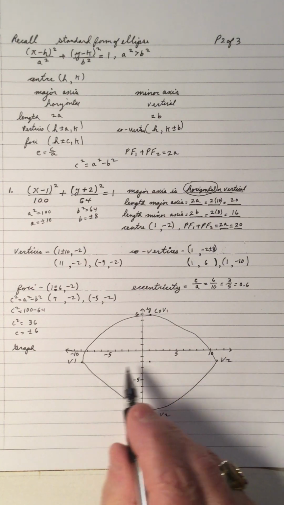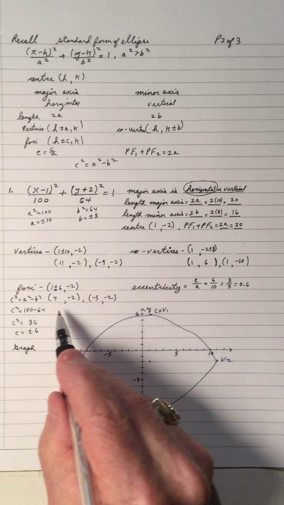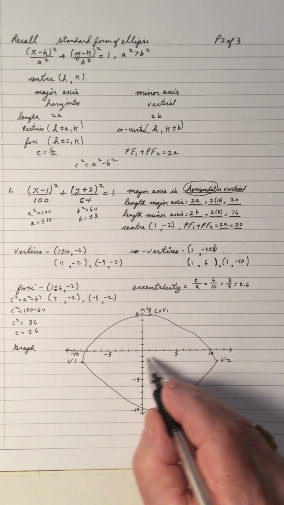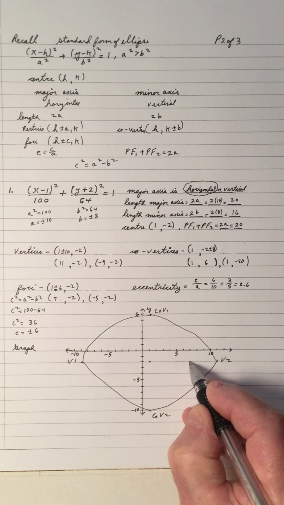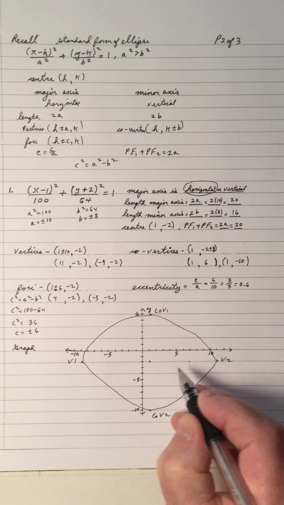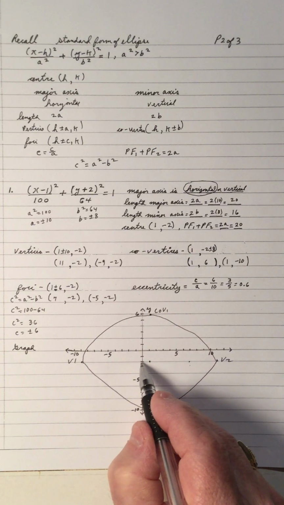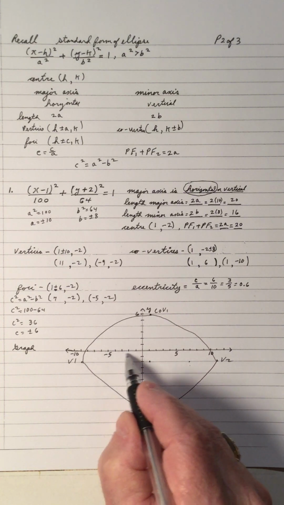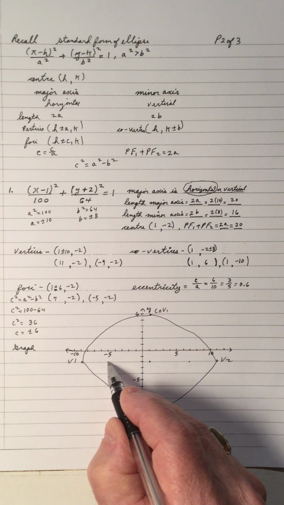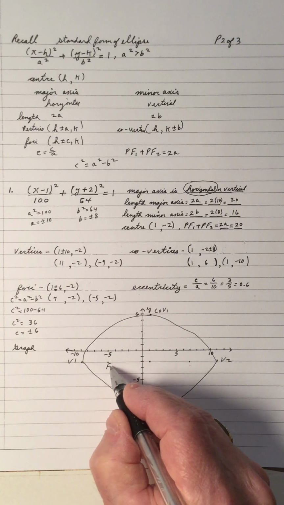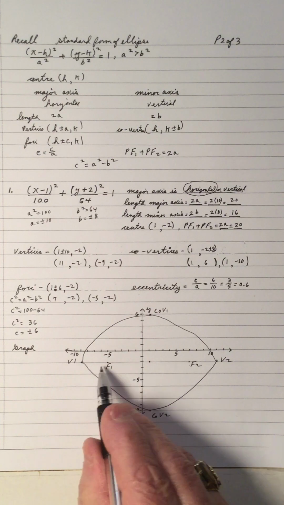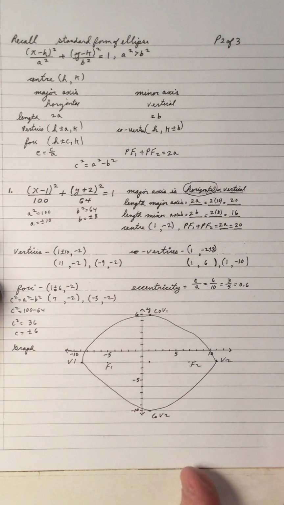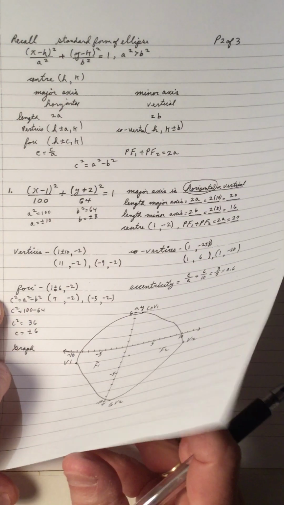And the foci are on the major axis, so the foci are at (7, -2) and (-5, -2), and we can call them foci 1 and foci 2. Notice the foci are on the major axis. This one is horizontal.